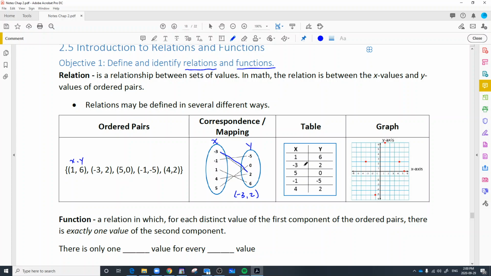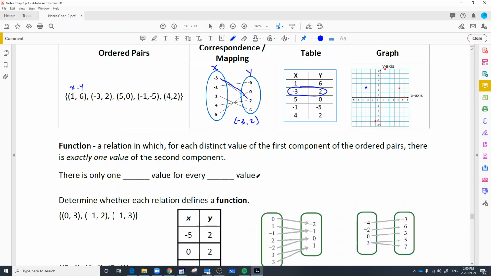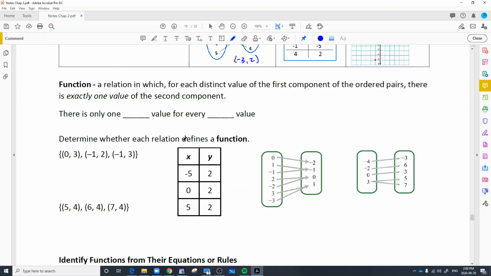It can also be written using a table. So there's your point there, -3, 2. And you can also have a visual display of a graph, and there's your point, -3, 2. So a relation is anything where you have a relationship between two data points, an x value and a y value. Then there's a very specific type of relation, which is called a function. A function is a type of relation where you only get one y value for every x value. In other words, every input value of x will correspond to only one output value of y.